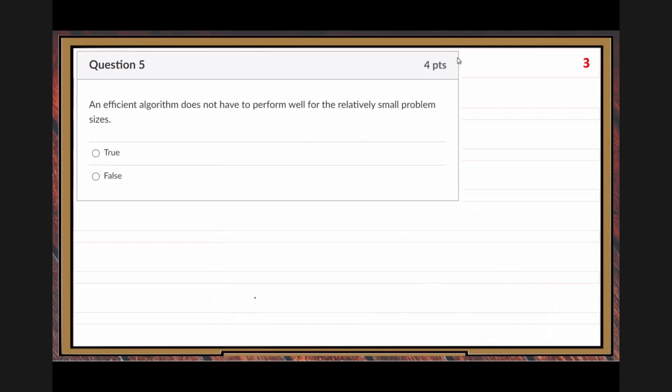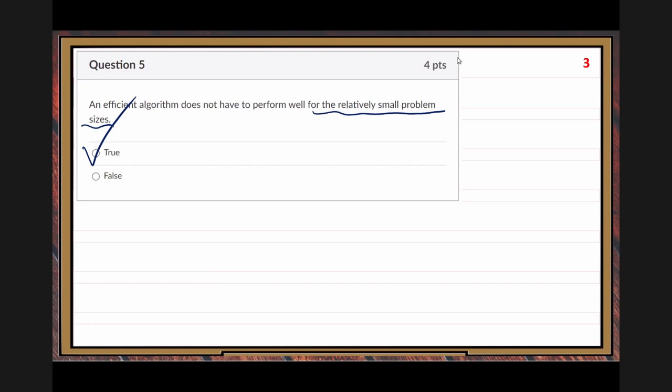Number 5, an efficient algorithm does not have to perform well. True. Why? Let me explain. For relatively small problem size, when we compare 2 algorithms for their efficiencies, which one is better? Look at n relatively large. Do not look at relatively small problems.